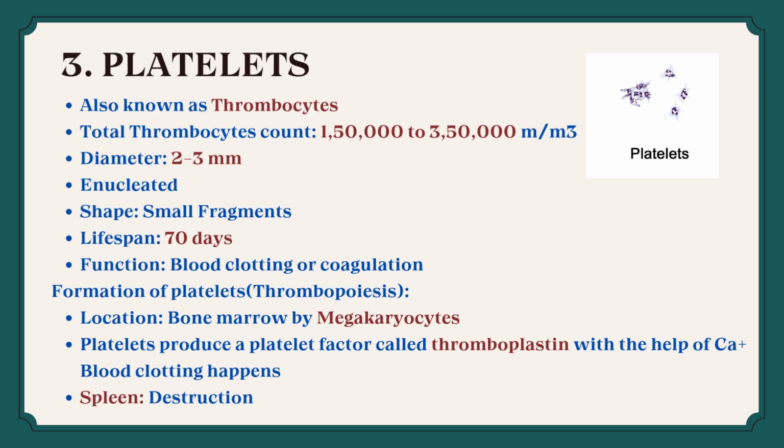The process of formation of platelets is known as thrombopoiesis. Thrombopoiesis occurs in the bone marrow and is carried out by the megakaryocytes. The platelets produce a platelet factor called thromboplastin, which with the help of calcium helps in blood clotting.